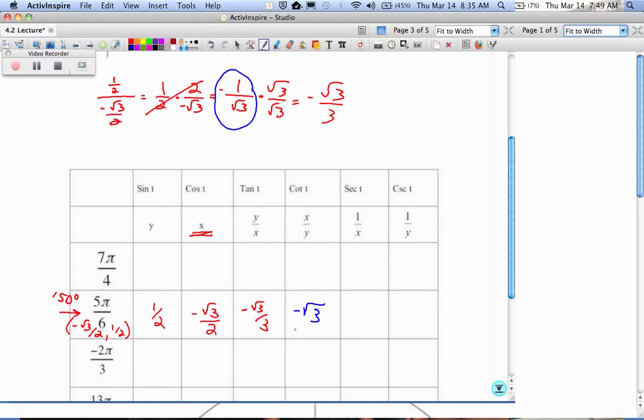Secant, how are you going to do secant? 1 over cosine. You're going to do the reciprocal of cosine. So what do you do with the negative 2 over root 3? Do your sneaky form of 1, and you get negative 2 root 3 over 3.